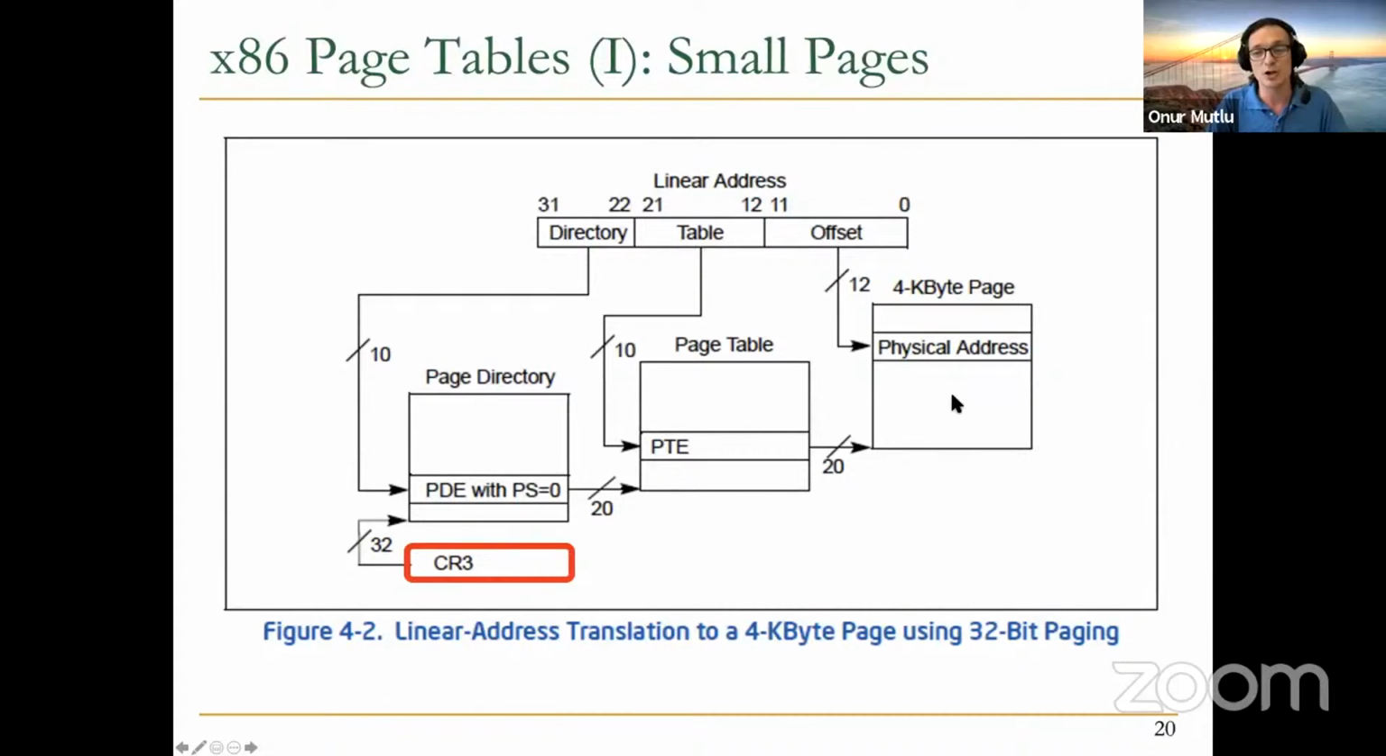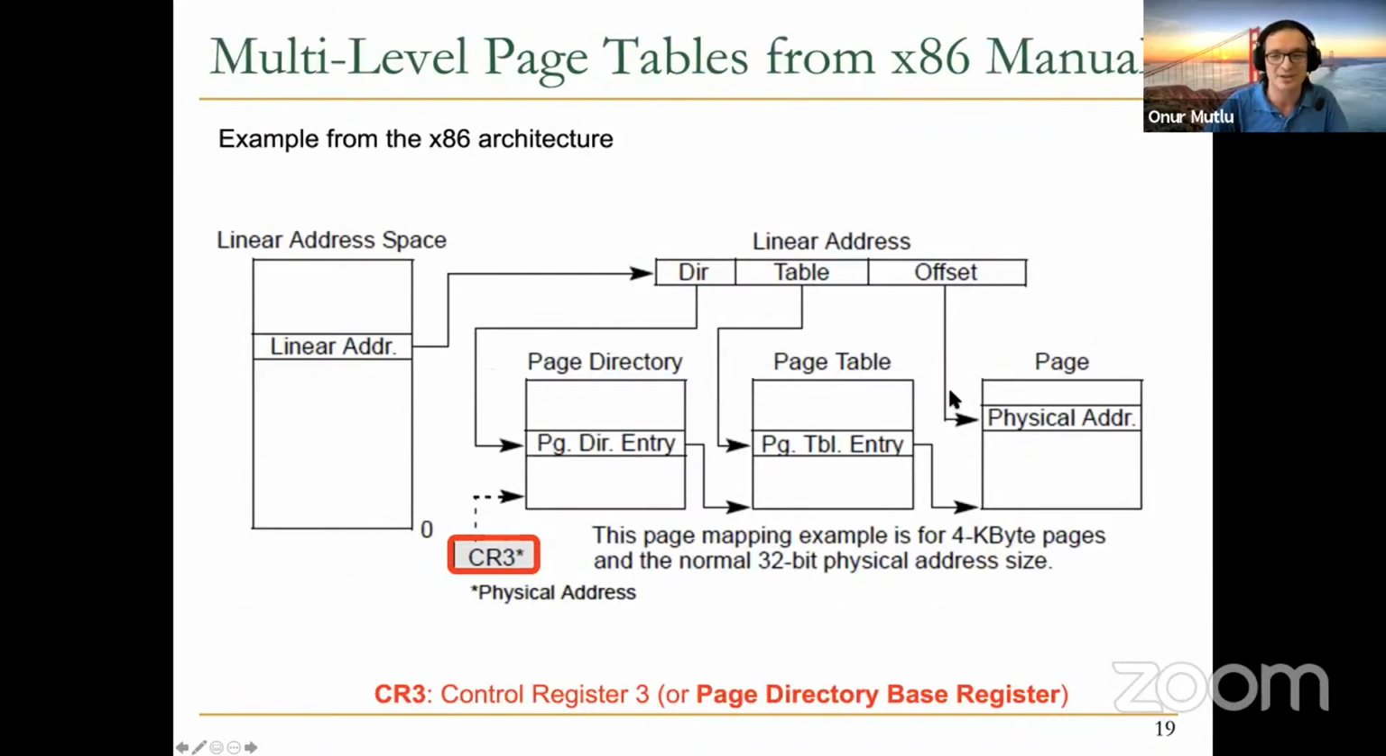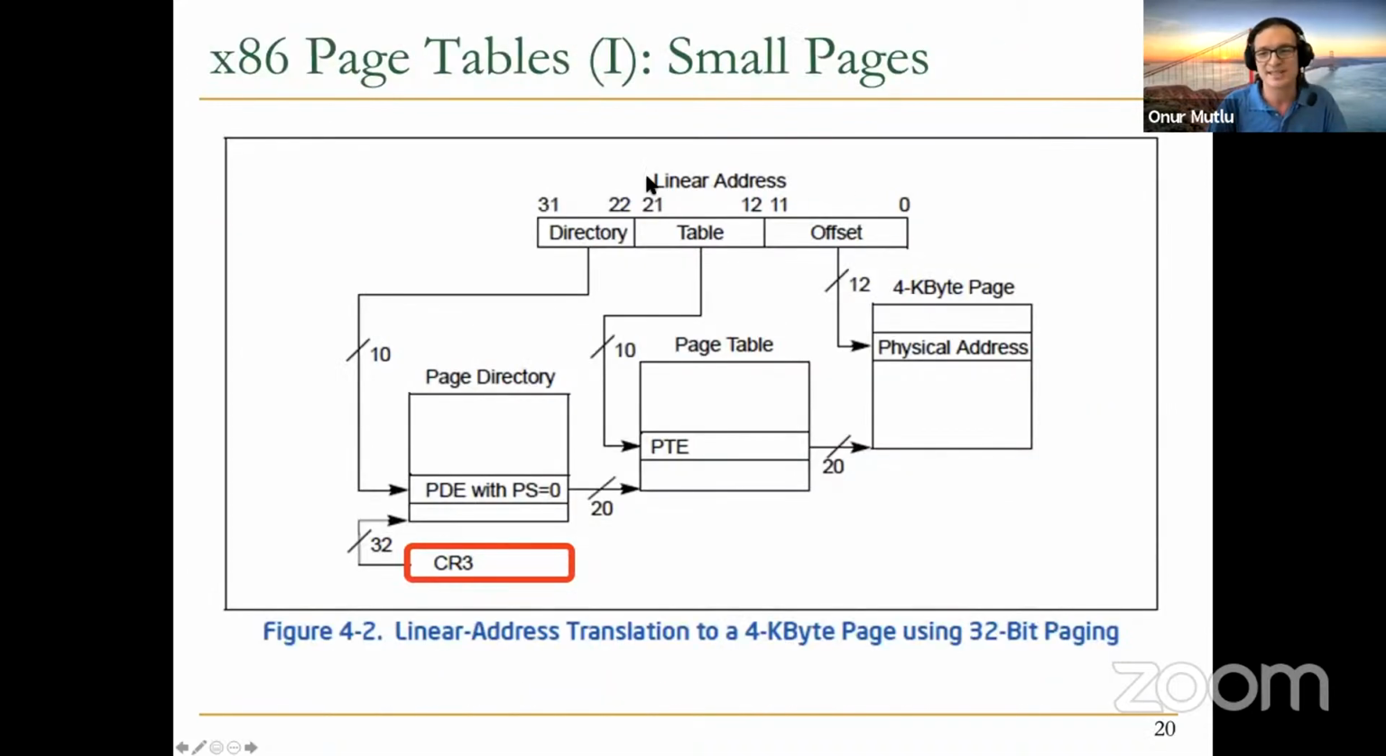Okay, so this is for small pages. This is exactly the same picture, actually, shown in a different way. You can see that this is the virtual address. x86 calls it the linear address. This is for 32-bit addresses. x86 now has 64-bit addresses, as we will see later on also. But you can see how they do it, basically.